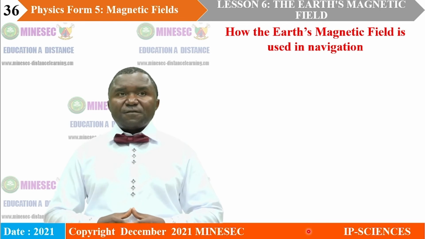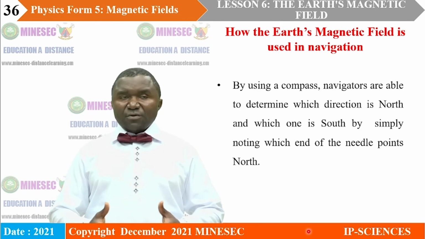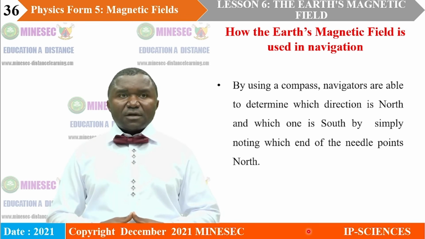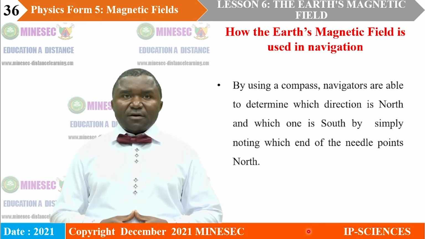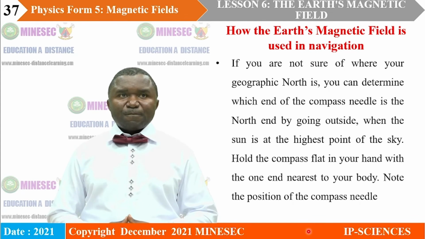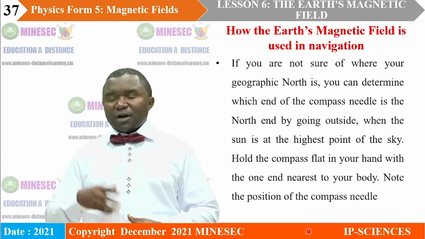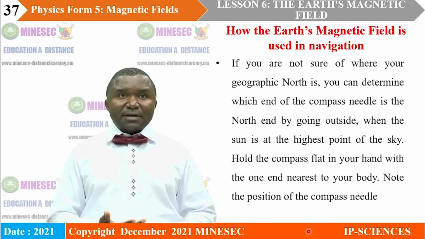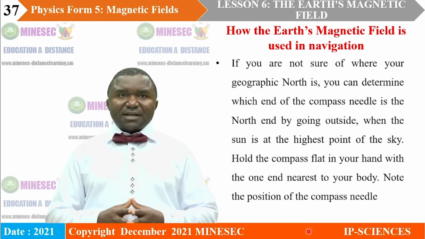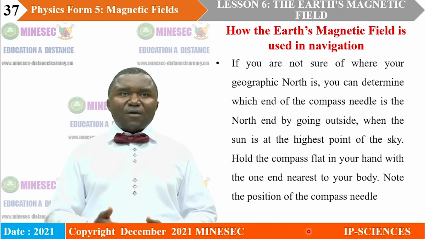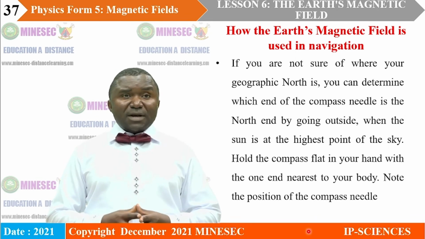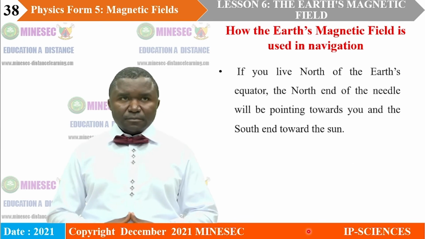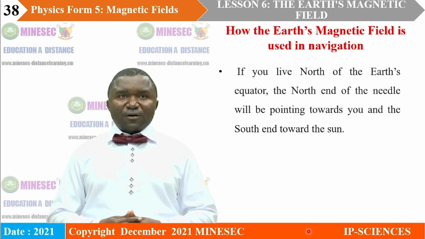How the earth's magnetic field is used in navigation. By using a compass, navigators are able to determine which direction is north and which is south by simply noting which end of the needle points north. If you are not sure of where the geographic north is, then you can simply determine it by holding a magnetic compass in your hand flat when the sun is at its highest point. Then you move out with it. The end nearest to your body will be the North Pole if you are north of the equator.